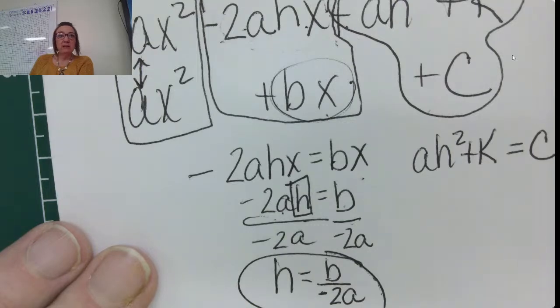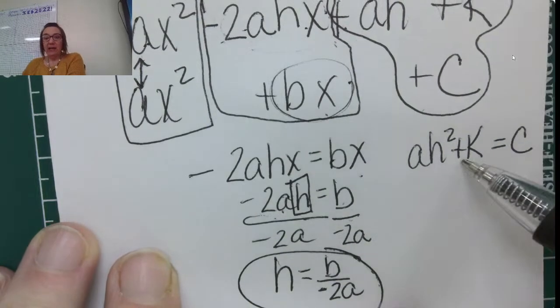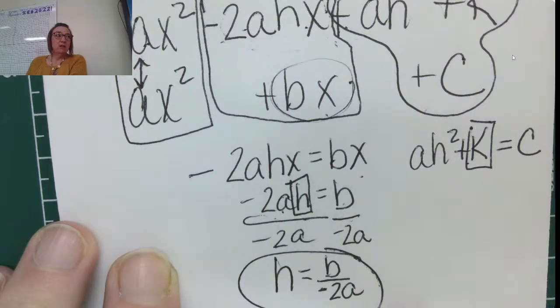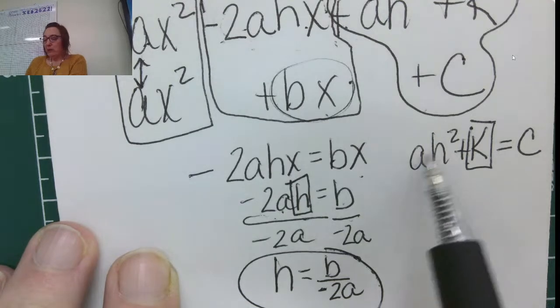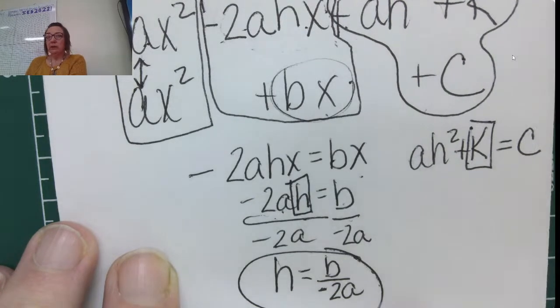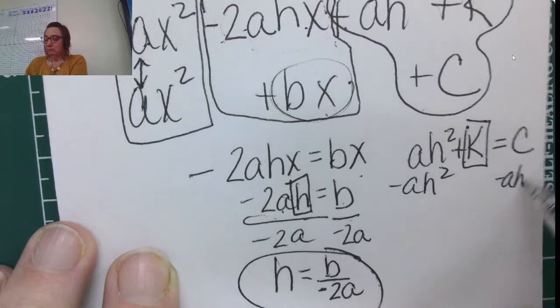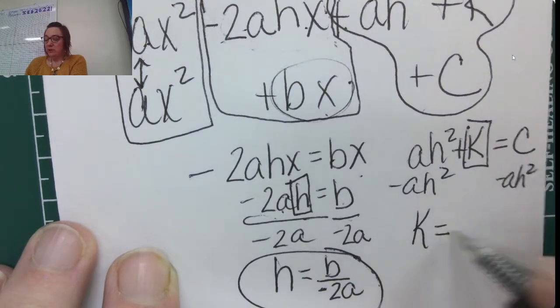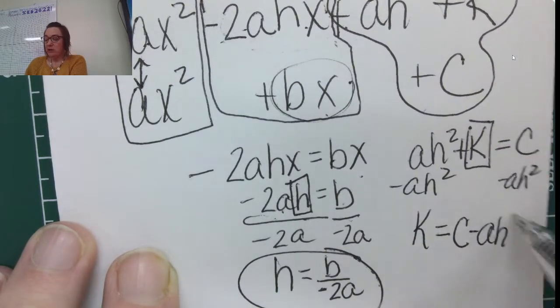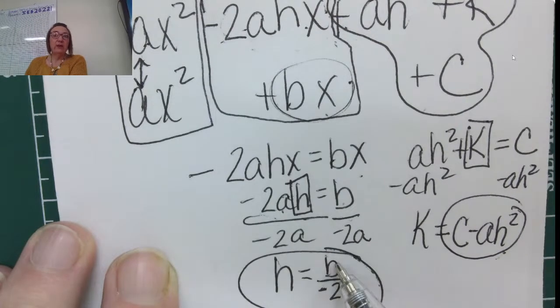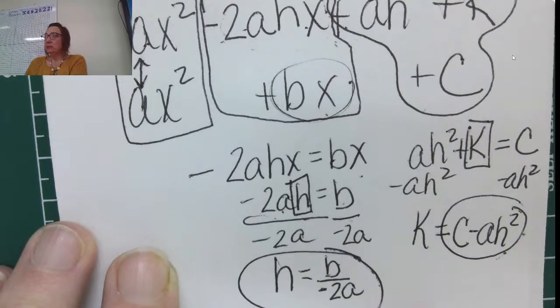Does it make sense? And then if we wanted to find the y value of our vertex, that's called k. How would we get rid of ah squared over here? Subtract ah squared. So k is equal to c minus ah squared. Notice we have to have h for this. We have to find the h first and then use it to find the k. Y'all see what I'm saying?